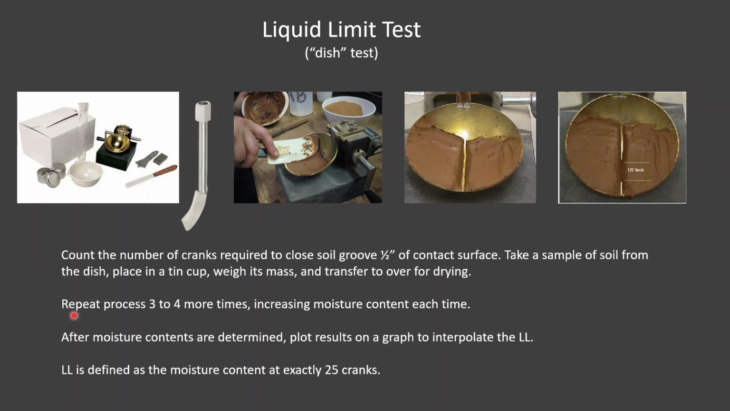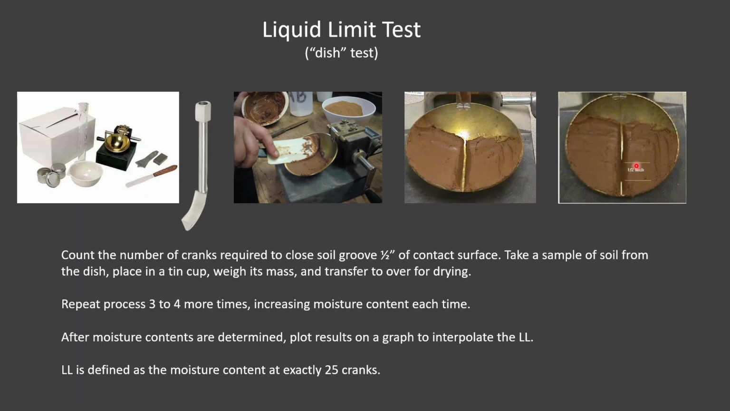And then we're going to repeat that process 3 to 4 more times. Each time we're going to add a little bit more moisture to our soil so that we're increasing its water content, we're making it a little more liquid. And in theory, if you have a soil whose water content's a little higher, you cut this groove, it's going to flow more easily and it'll take fewer cranks to get this 1/2 inch contact again. Each time, you take a sample of that soil, you put it in a tin cup, you weigh it wet, and we weigh it dry.